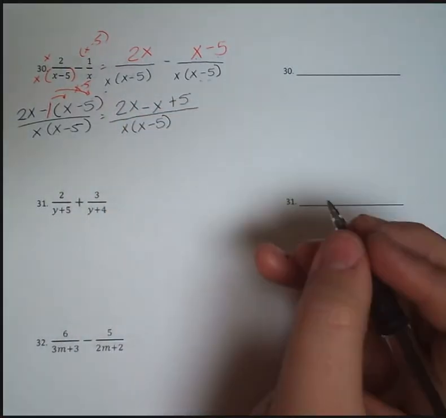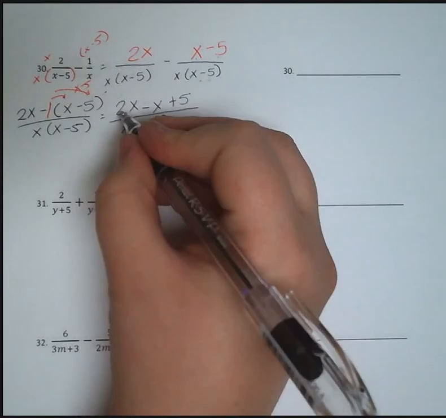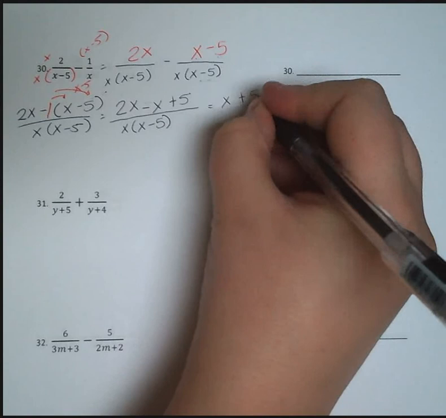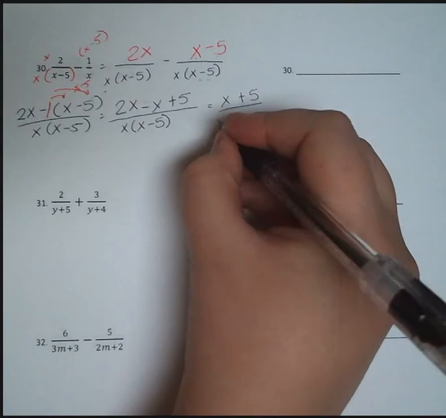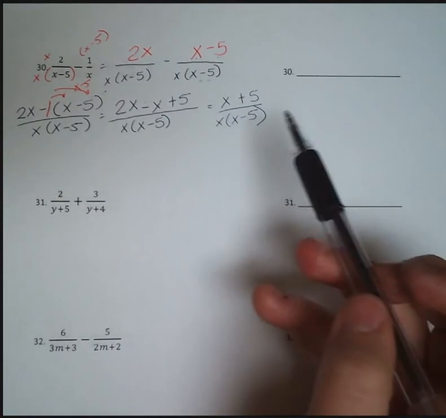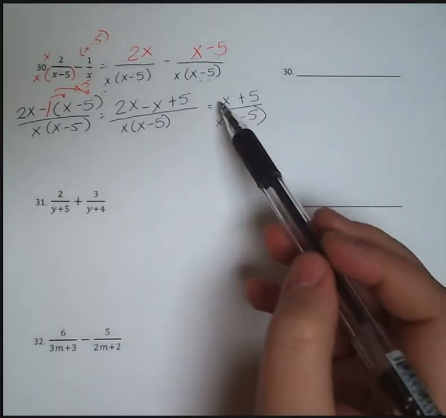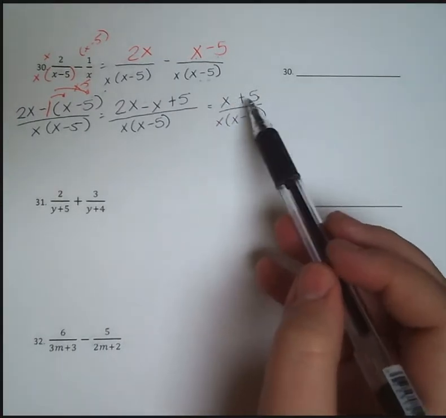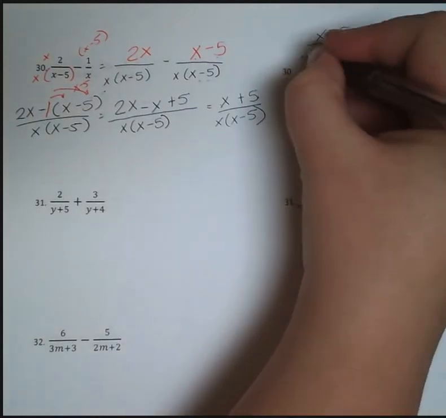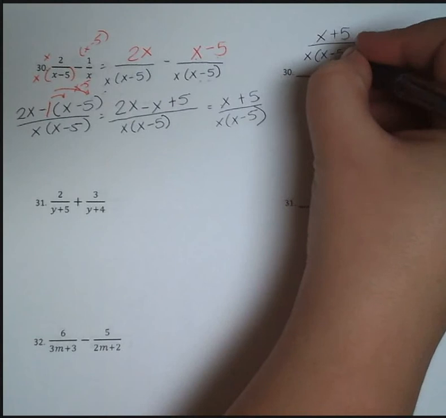Then we combine our like terms. 2x minus x is x. Bring over your plus 5. And then you have x times x minus 5. You cannot simplify anything because this x and this 5 are being added to each other. So your answer is x plus 5 over x times x minus 5.